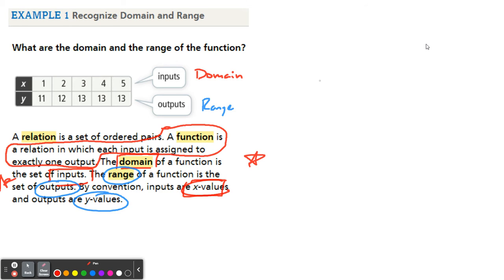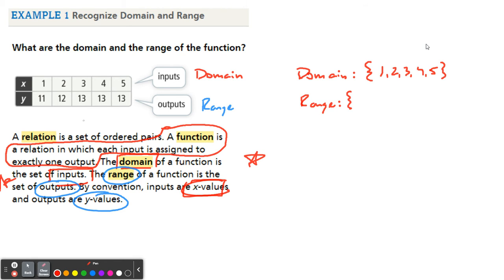So what would the domain be for this relation? We will put domain, a colon, and a brace. And we're going to list the numbers in the domain from least to greatest. So that'd be 1, 2, 3, 4, and 5. We'll do the same thing for the range. We'll put the word range, put a colon, and use a brace.